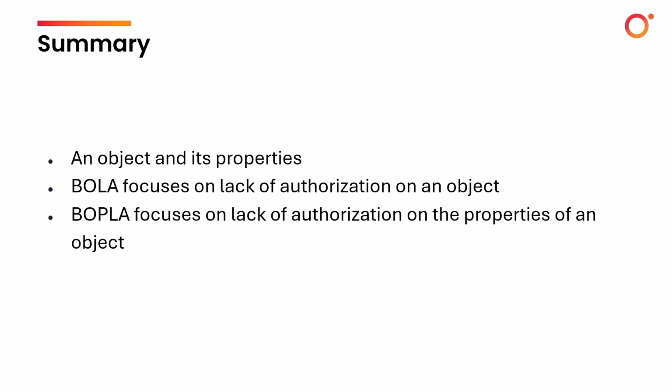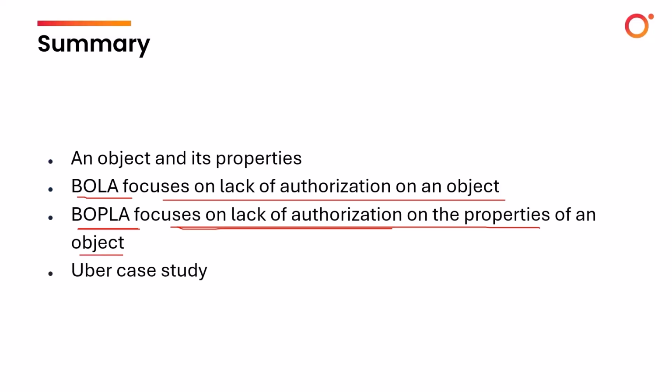In summary, we learned about what an object is and its properties. In our previous section, we learned that BOLA focuses on a lack of authorization on the object itself, whereas BOPLA focuses on the lack of authorization on the properties within that object. We also had a look at the Uber case study with the excessive data exposure.